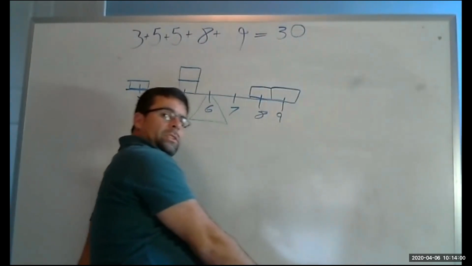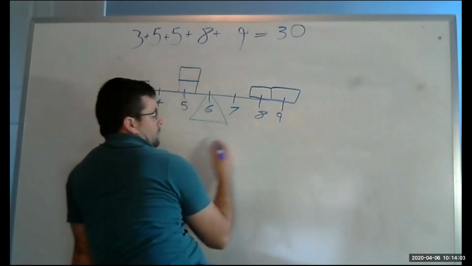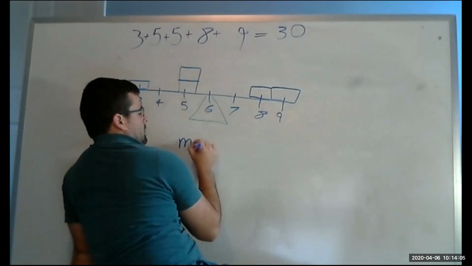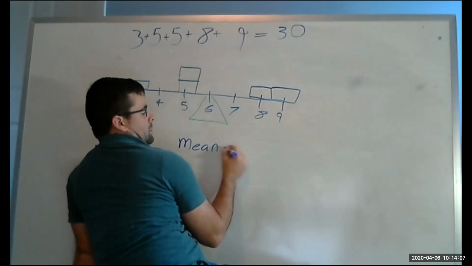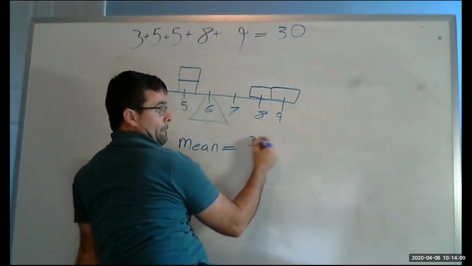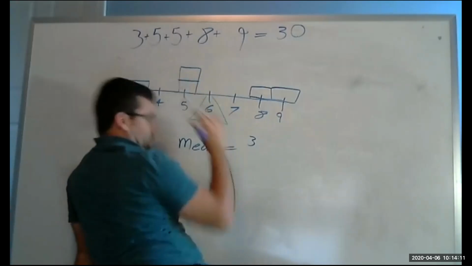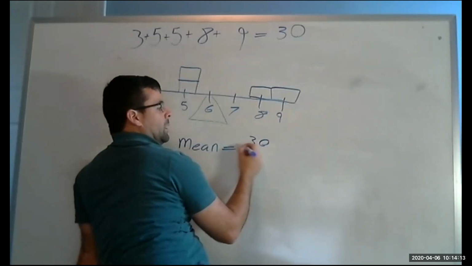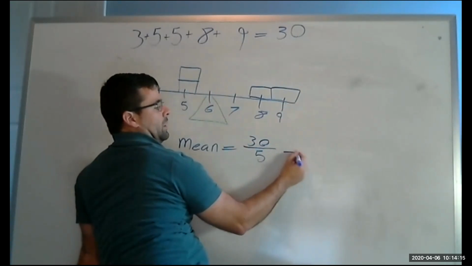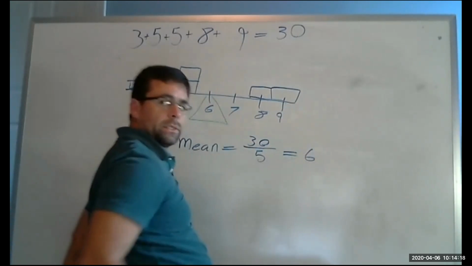And how many numbers are there? 6. I mean 5. There you go. So 30 over 5, and you get 6.